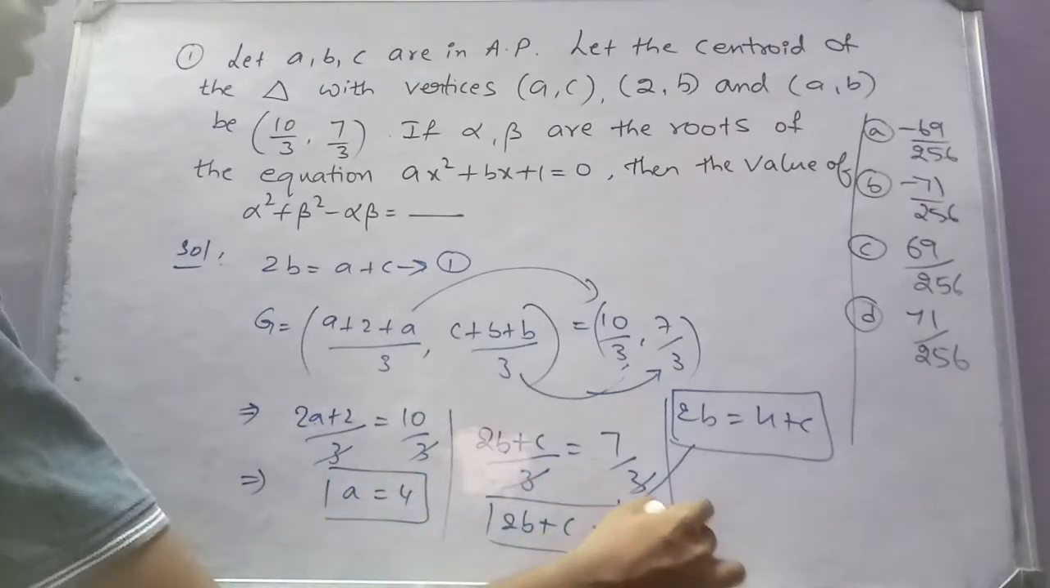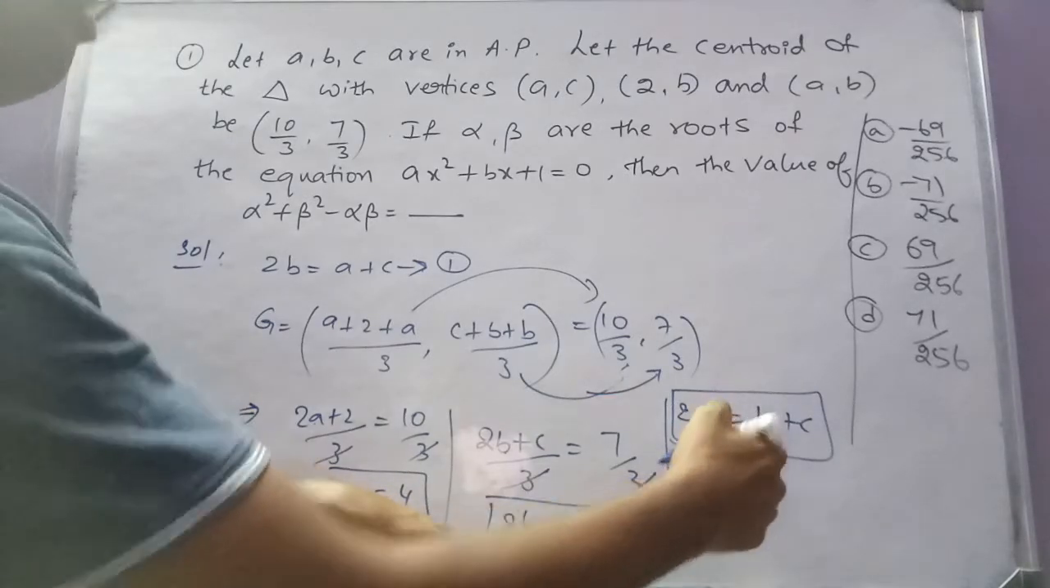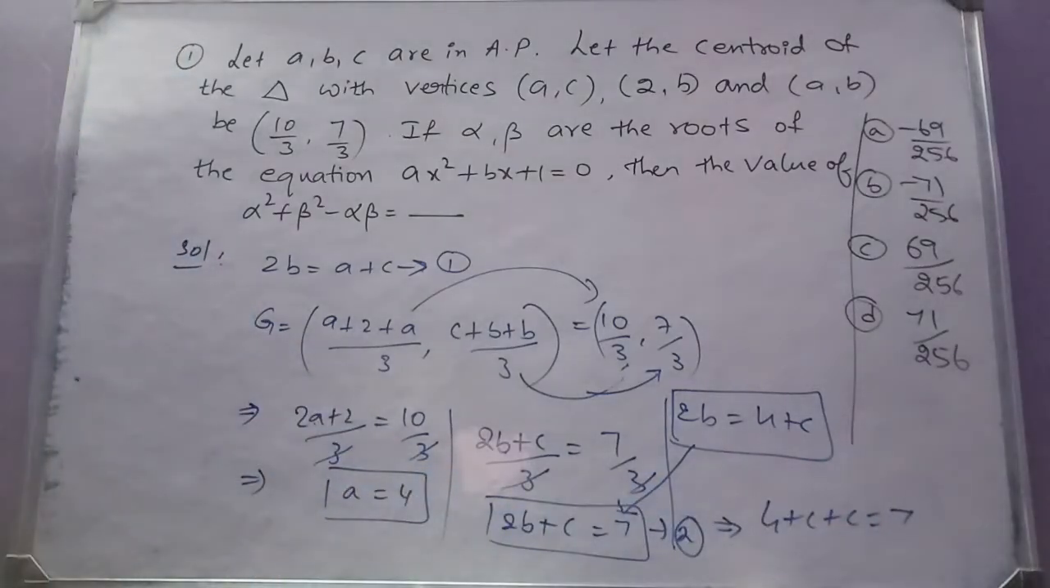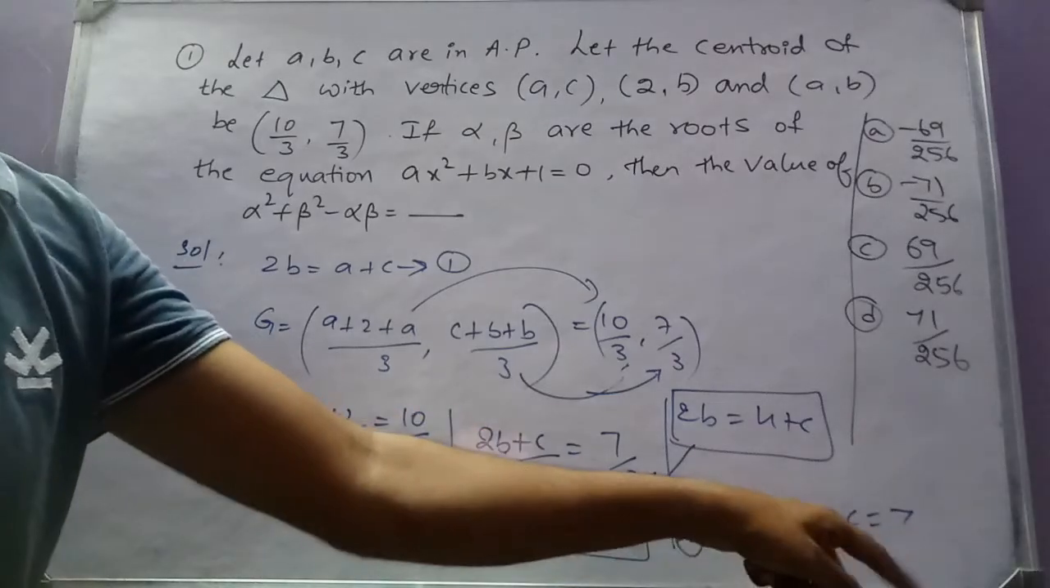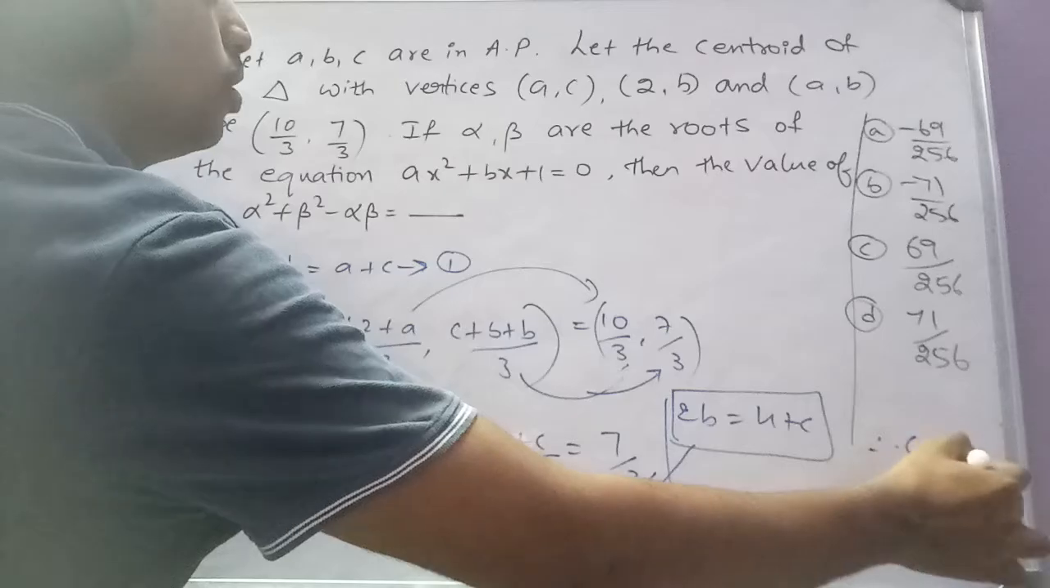According to the first equation, let us substitute 2b is equal to 4 plus c in this equation. I'll call it the second equation. In place of 2b, I'll write 4 plus c. So 4 plus c plus c is equal to 7. Solving it, you'll get 2c is equal to 3 and c is equal to 3 by 2. So therefore I got the c value: c is equal to 3 by 2.